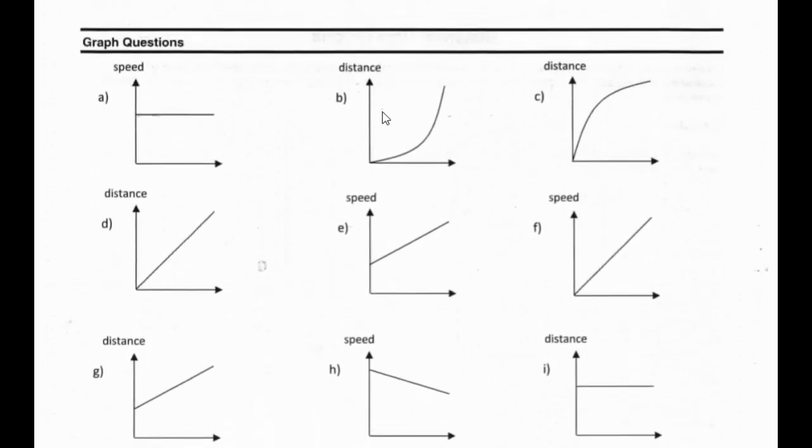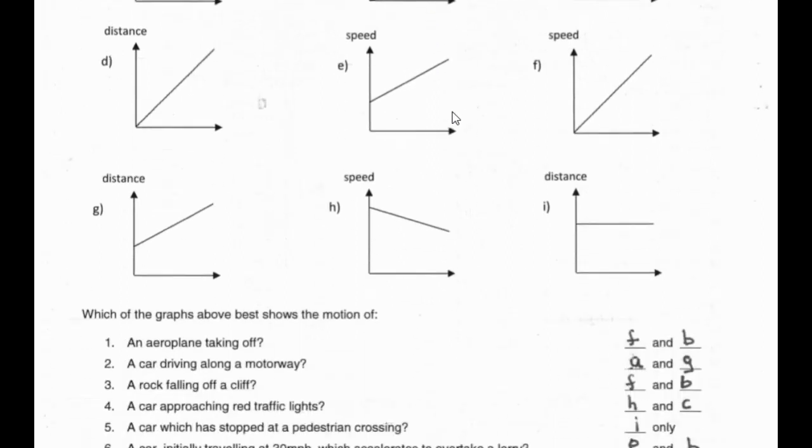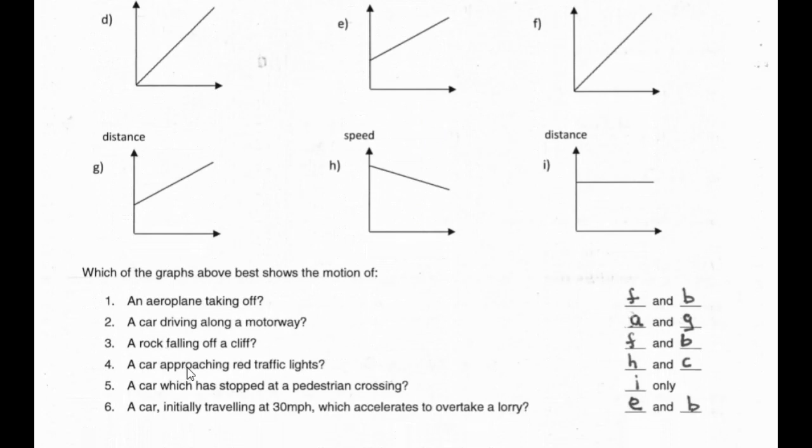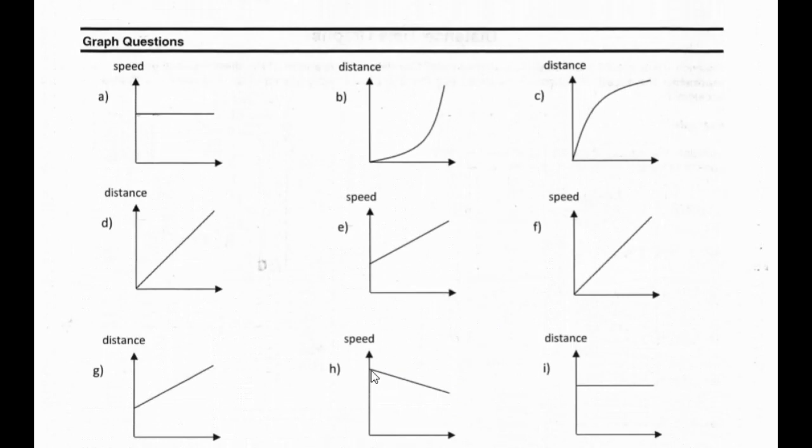And B, again, just like the aeroplane, it can represent the stone falling, because the rate at which it's falling is increasing. Its speed is picking up speed as it's falling down. How about a car approaching red traffic lights, H and C?